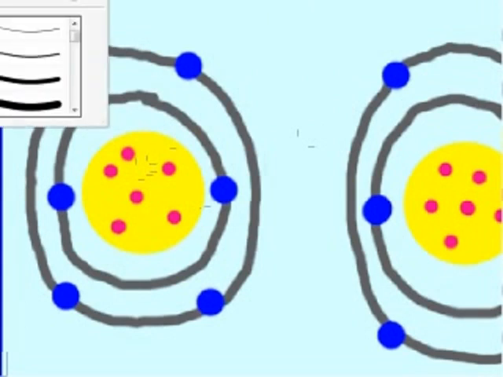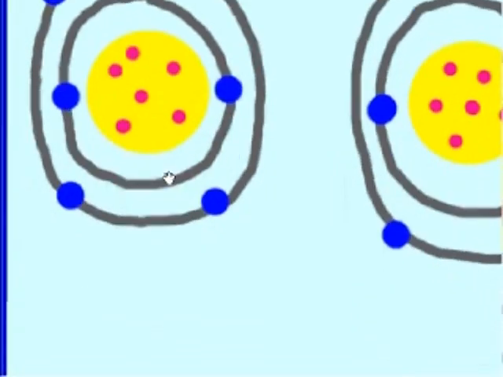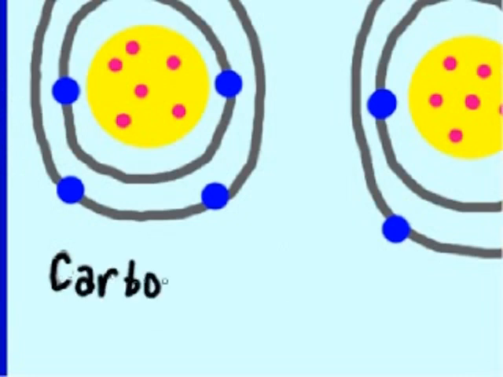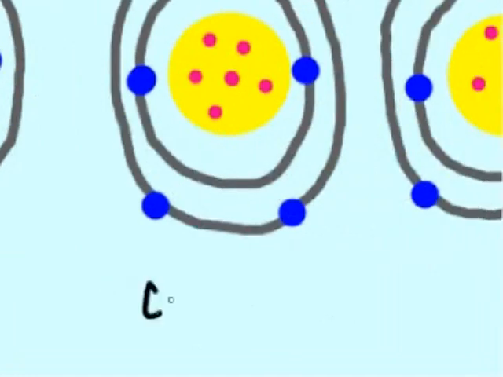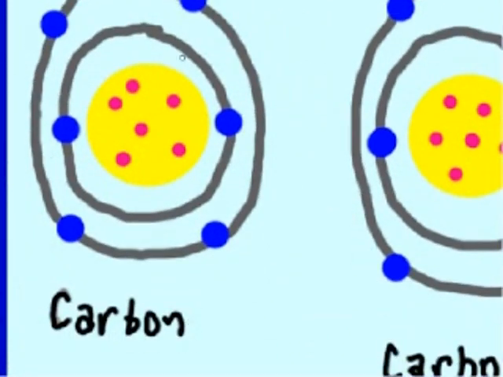Okay, neutrons. So all of these are carbon. We know they're carbon because there are 6 protons. So that's carbon. This is carbon. And this is carbon. Okay. Now if we go here, we don't know what the number is because we don't know the number of neutrons.